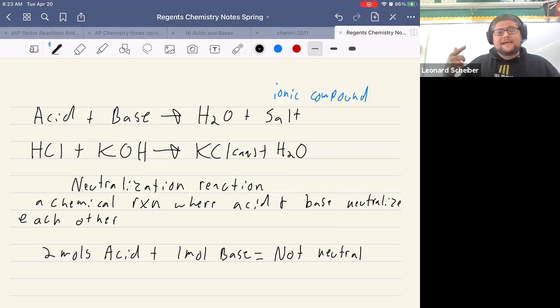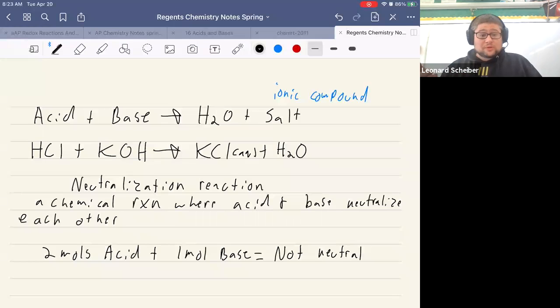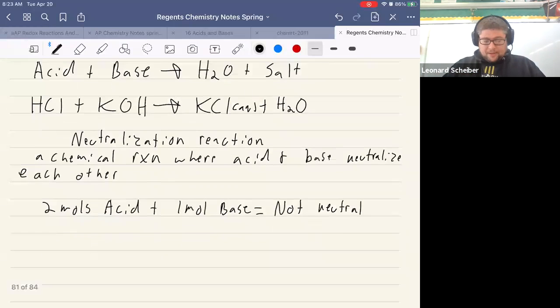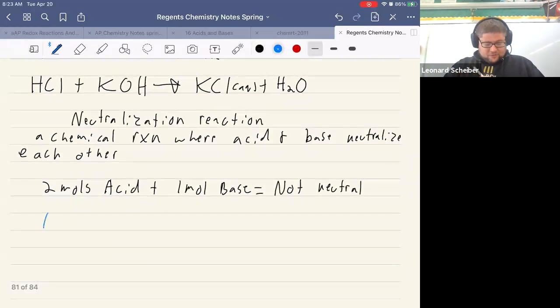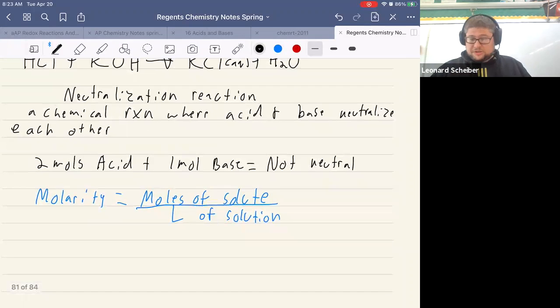So what we're going to talk about today is how to, and it's kind of a review, determine moles of a solute. So we remember the molarity formula. Molarity equals moles of solute over liters of solution. It's important to remember that that's liters. So let's do an example problem.